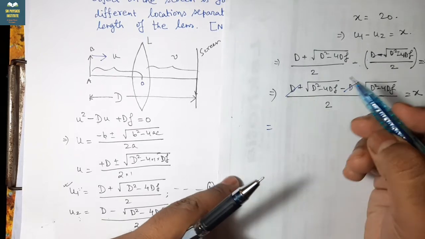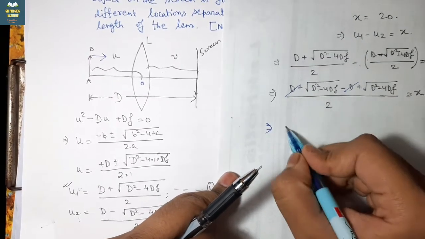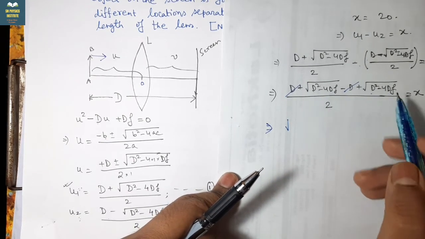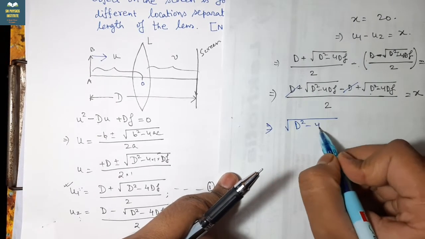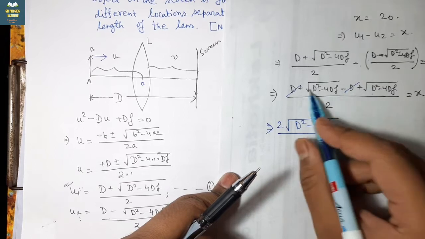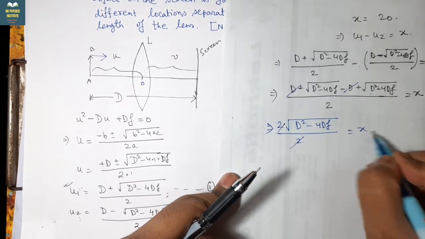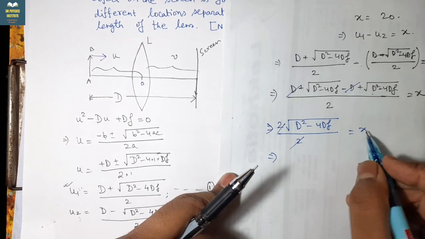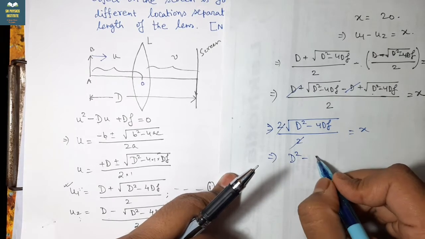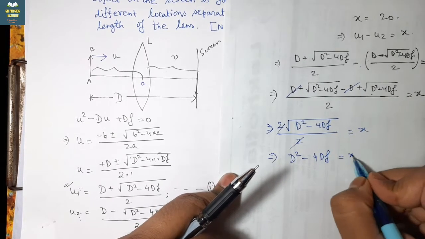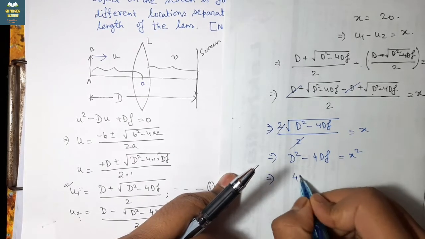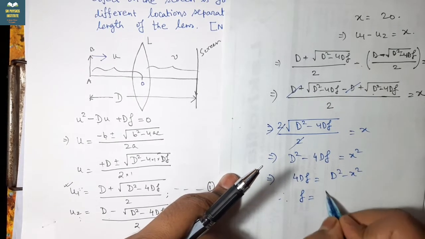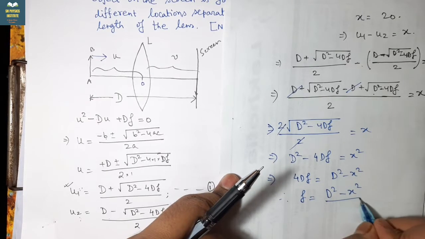Now you have got root under d square minus 4df, and this is also plus root under d square minus 4df. So you have got 2 into root under d square minus 4df divided by 2, that is equal to x. So root under d square minus 4df is equal to x. If you square both sides, this gives d square minus 4df is equal to x square. So 4df is equal to d square minus x square. So f is equal to d square minus x square by 4d.